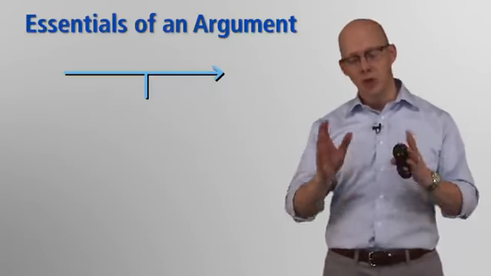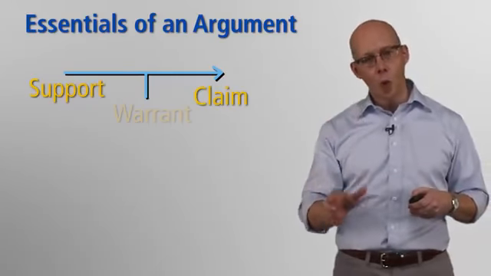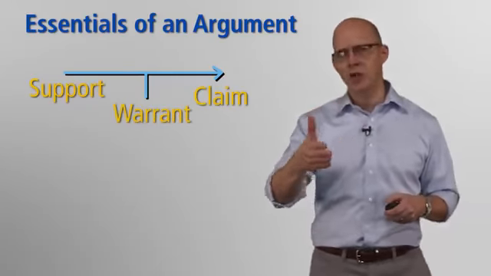These can be arguments about policy, which are what we should do as a collective or individuals, or they can be claims and arguments about fact. The earth is X years old, whatever. So what then are the key elements of an argument? Well, there are three key terms here: claim, support, and warrant. I'll talk through each one of these.